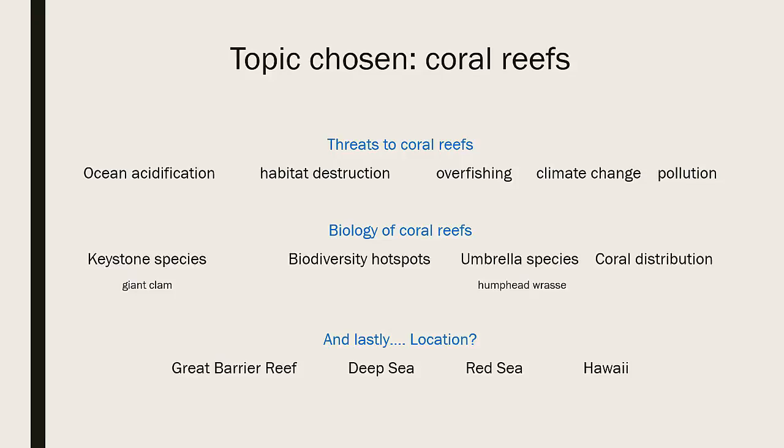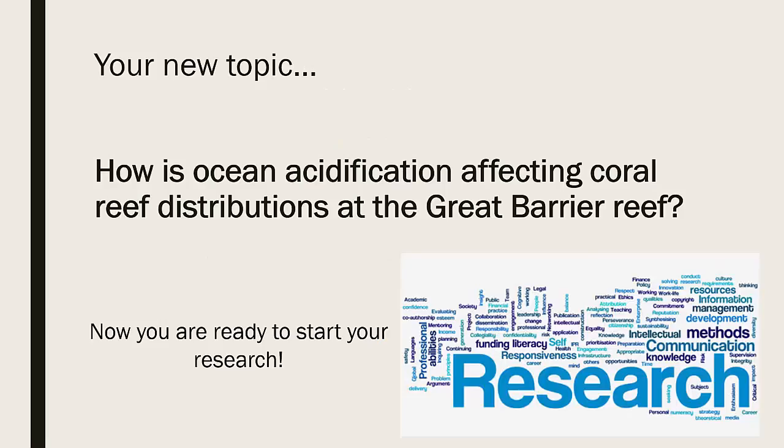So with this information, you basically pick one from each category. So one threat, one kind of biology, and then you can even pick a location. So once you do all that, you have your new topic, which is, for this example, how is ocean acidification affecting coral reef distributions at the Great Barrier Reef?